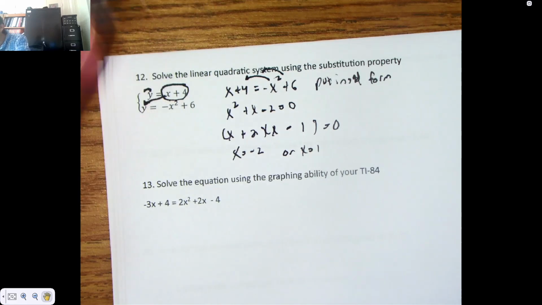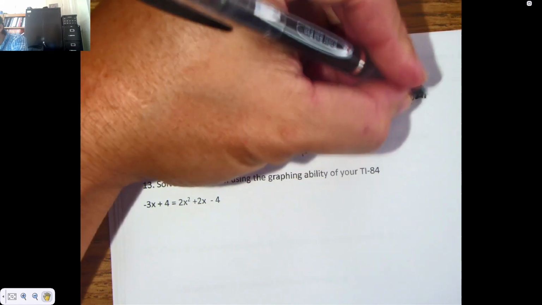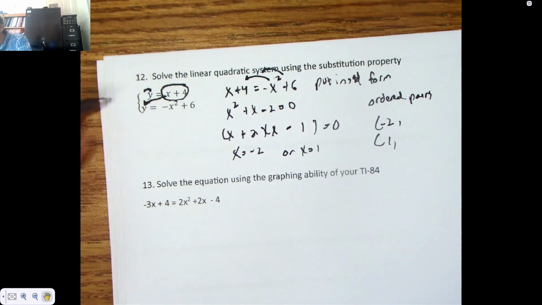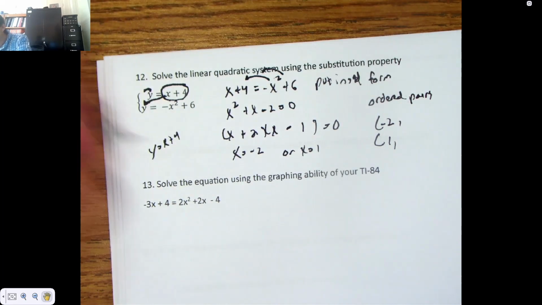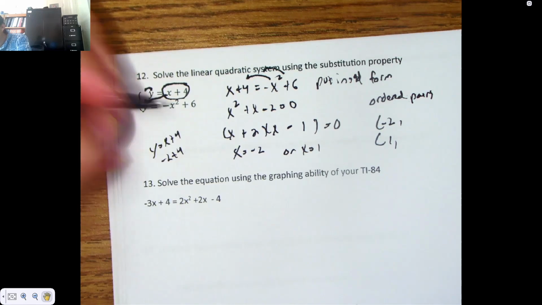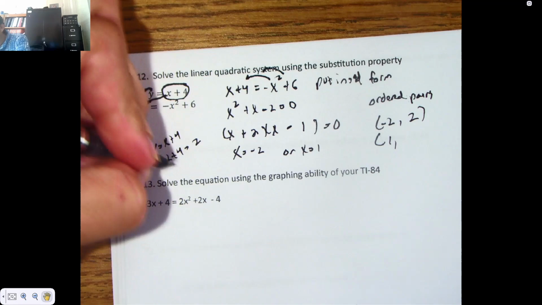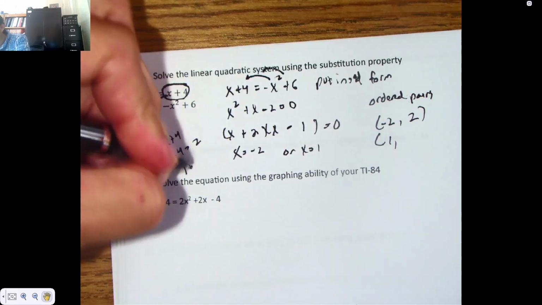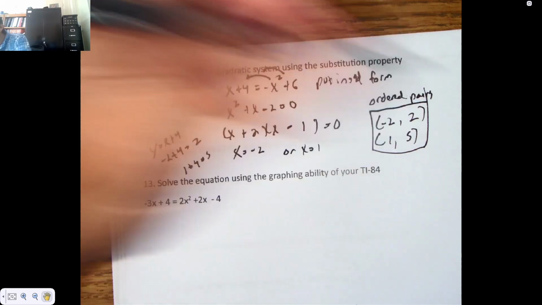Now, let's talk about my ordered pairs. I have x values of negative 2 and 1, and I have this line y equals x plus 4. So if I take a negative 2 and add 4, I get 2. And if I take a 1 and add 4, I have 5. So that would be where these two things intersect.